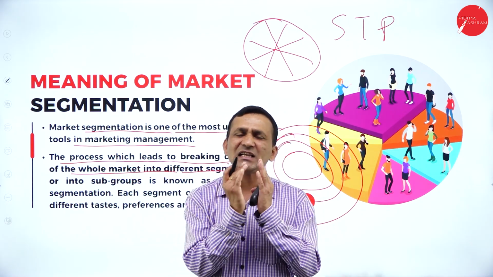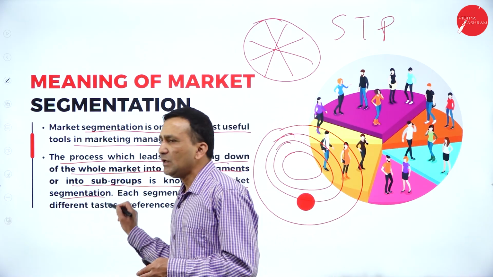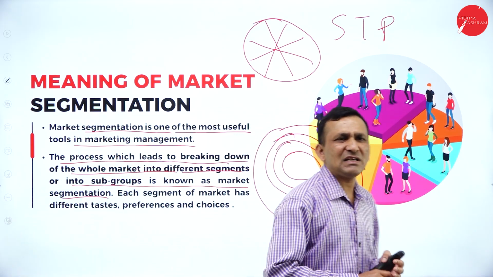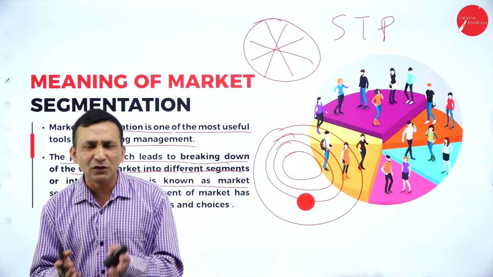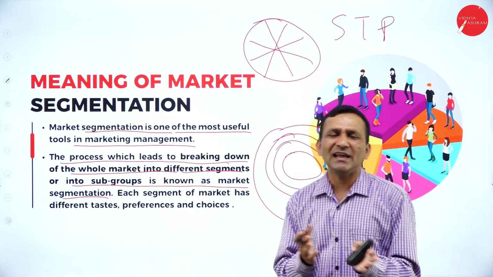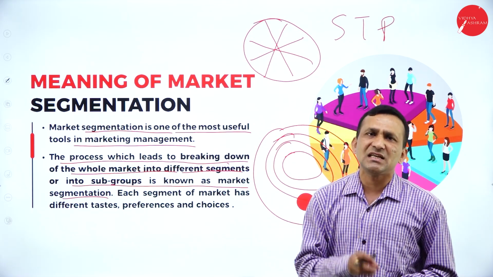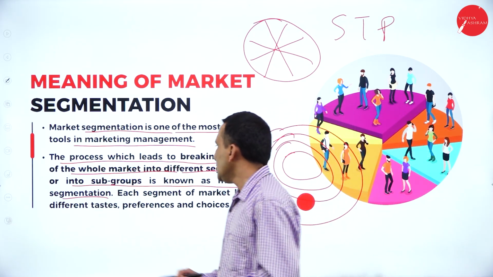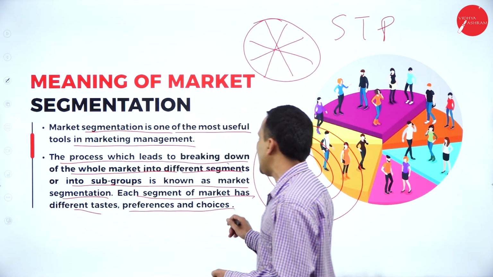Dividing into a small part or subgroup is known as market segmentation, because there are different types of markets: based on geographical area, time period, volume, regulation, or economy. When we offer a product, you need to choose the right market where the consumers are purchasing it. Each segment of the market has a different taste, preference and choice.